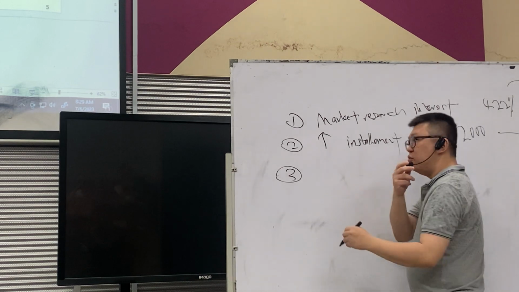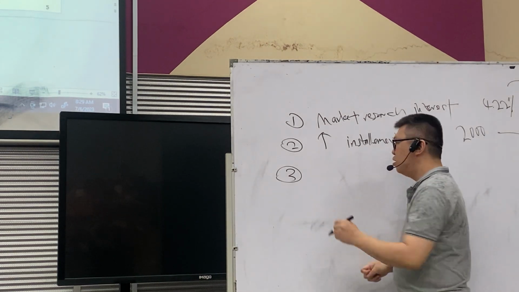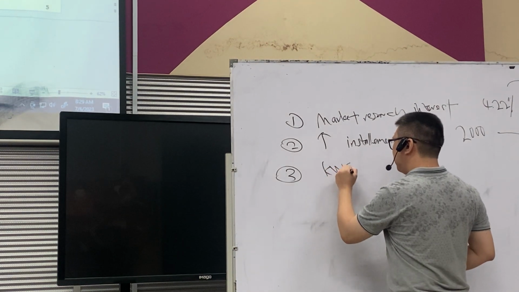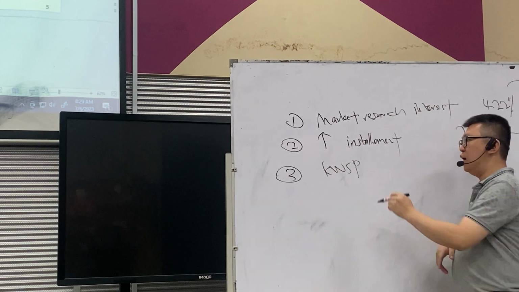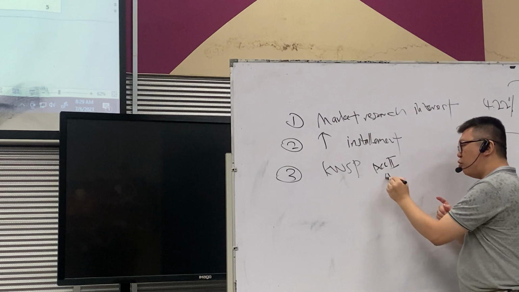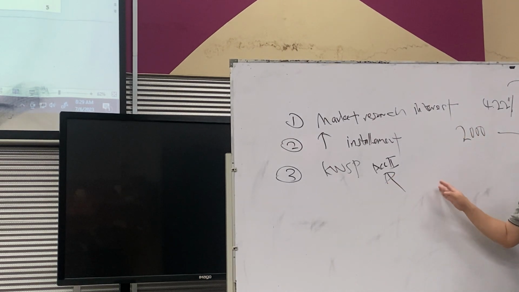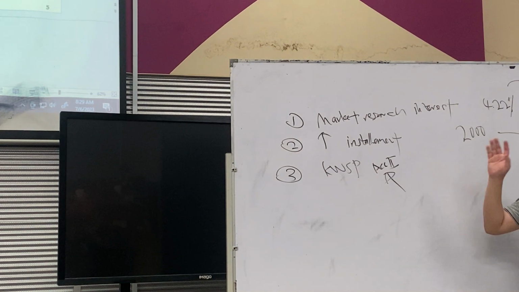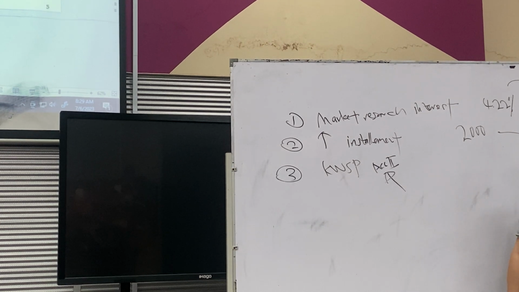Third, for first house only, KWSP, Account 2. We don't have money, so what for? Renovation and buying furniture. So try to use this money to help you, because when you buy the house, don't be stupid, there are so many things, hidden costs, you never know.